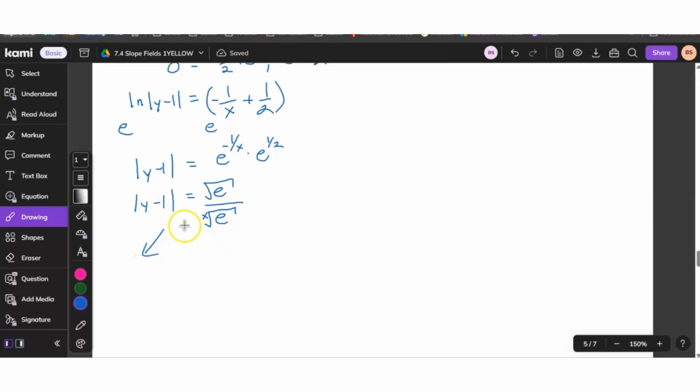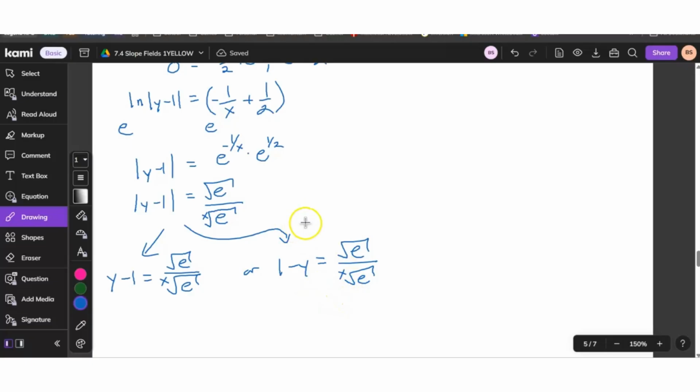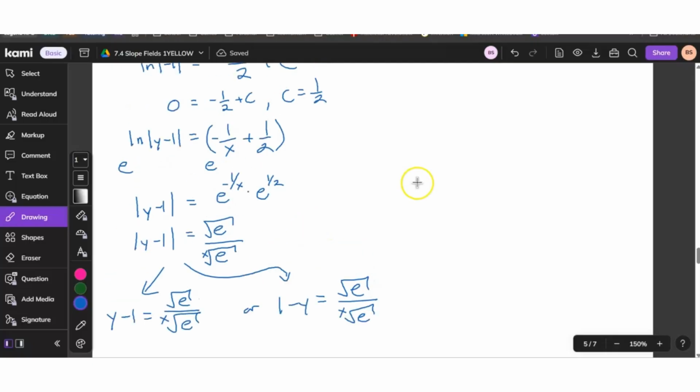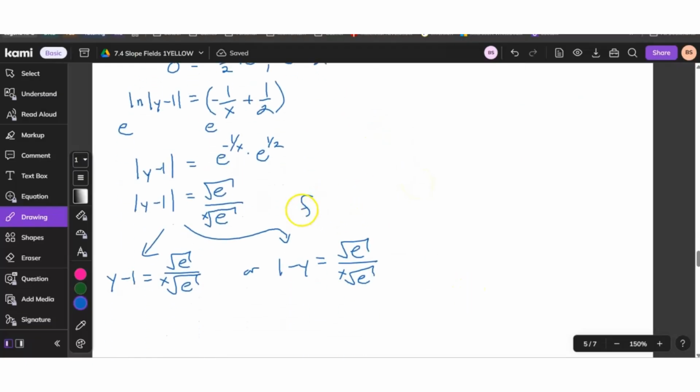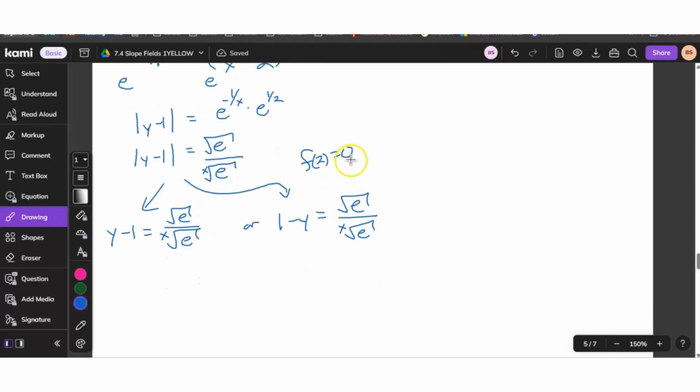So now we have to split this up and do our two different cases. So y minus 1 equals square root e over the xth root of e, or 1 minus y equals square root e over the xth root of e. And what's our initial condition? If you look up, f of 2 equals 0. There you go, f of 2 equals 0, yeah. So we're doing this at f of 2 equals 0. So we're going to make x 2 and y 0.